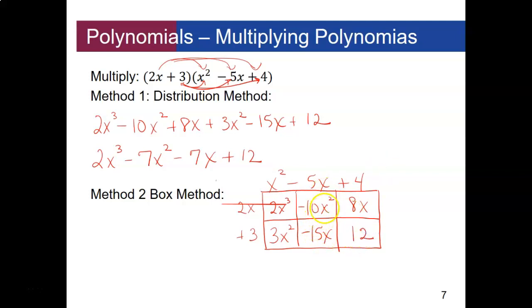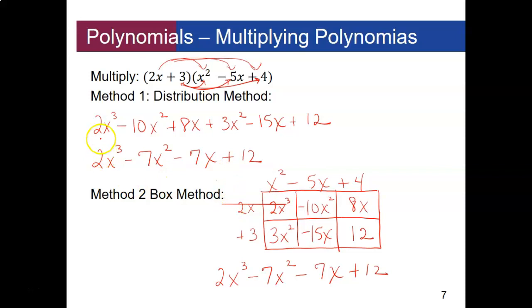Okay, so our like terms are usually going to line up on these diagonals here. So when we write this out, we've got 2x to the third from this block. We combine these two together, negative 10 and positive 3 will give me negative 7x squared. Combine these two together and I get negative 7x and then plus 12.